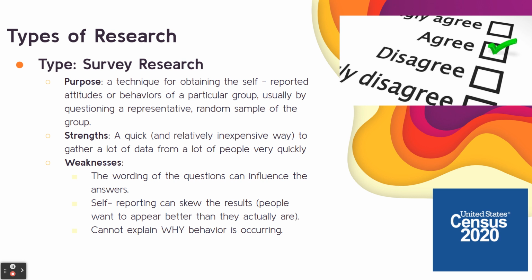There's some weaknesses. The wording of the questions can influence the answers. And when people have to self-report, it actually can skew the results. People generally want to appear better than they actually are, even if they're told their results are anonymous. This also can't explain why behavior is occurring. It can just identify that it's there. So survey questions typically have these strongly agree, disagree, strongly disagree kind of statements. The United States Census is an example of a survey.